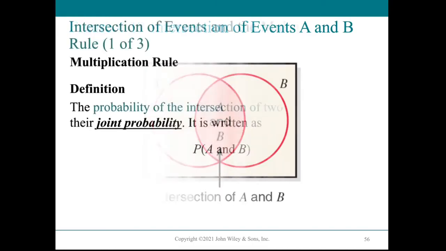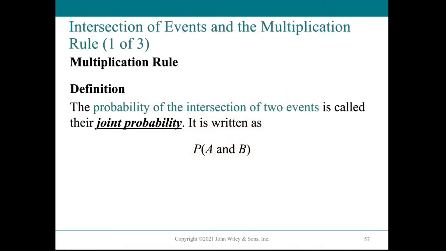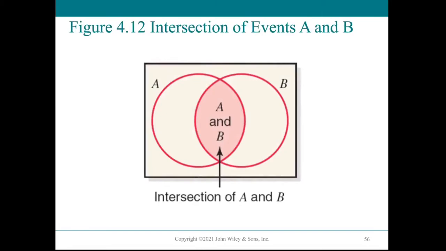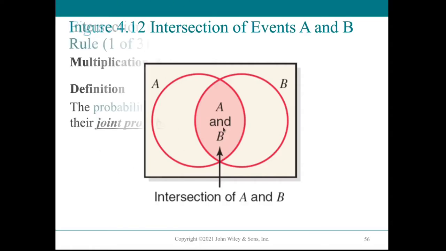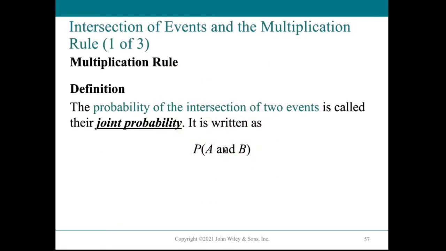So in the multiplication rule, the probability of the intersection of two events is called a joint probability. So for example, you have two events A and B. What's the probability of getting both A and B events at the same time? Calculating your probability of getting inside that shaded region uses the multiplication rule. So the probability of getting the intersection of two events is their joint probability. That means the probability of getting events A and B at the same time.